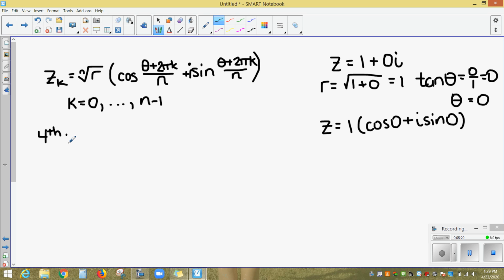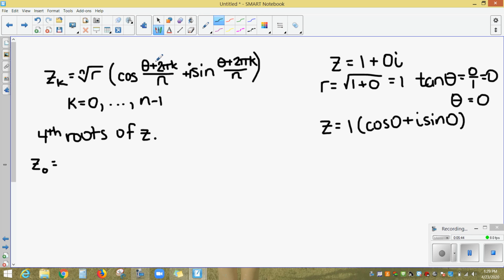Maybe I want to find the fourth roots of z. Okay, so there's going to be 4 of them. We get to use this formula 4 times, finding z sub 0, replacing k with 0. Okay, because I want the fourth root, 4 is my n.